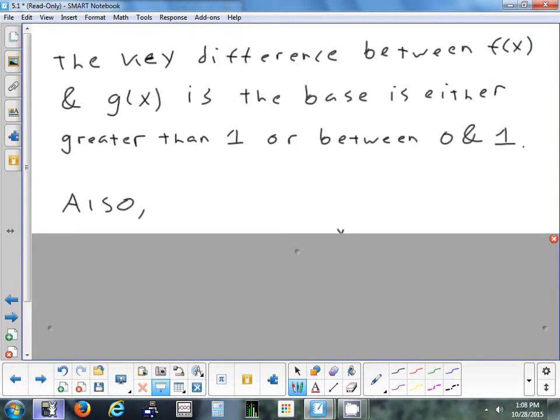All right, so greater than 1, this is where you get growth, which we'll get into a little bit more. Between 0 and 1, that's decay.